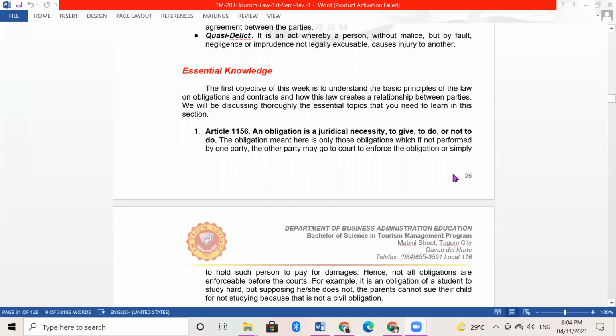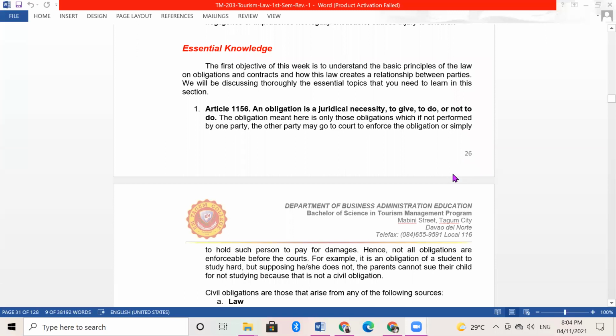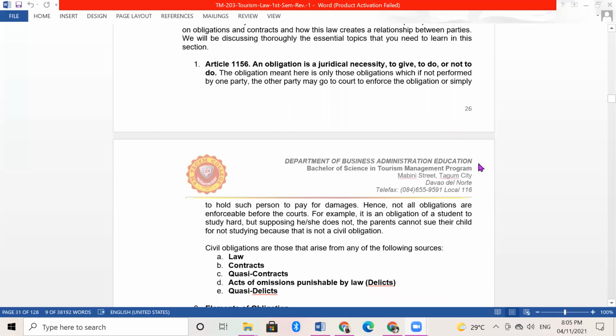So the first objective of this week is to understand the basic principles of the law on obligations and contracts and how this law creates a relationship between parties. We will be discussing thoroughly the essential topics that we need to learn in this section. So first is Article 1156. An obligation is a juridical necessity to give, to do, or not to do.